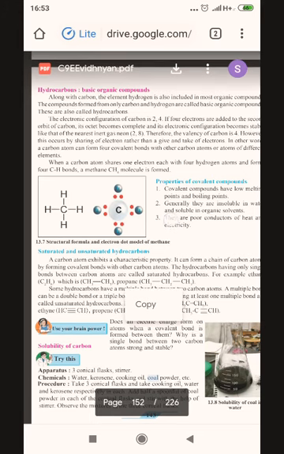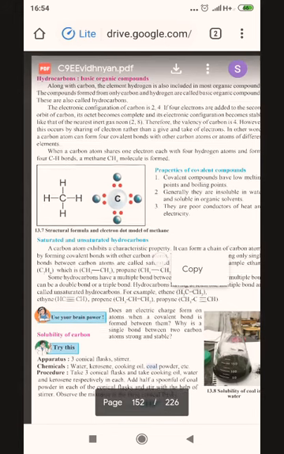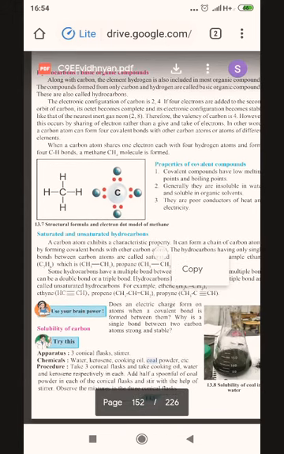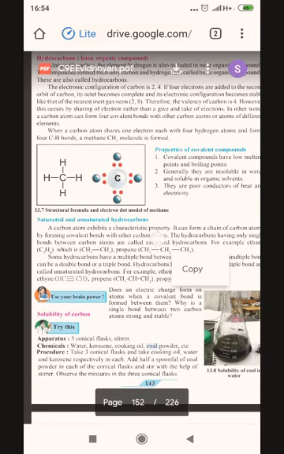When a carbon atom shares 1 electron each with 4 hydrogen atoms and forms 4 C single bond H bonds, methane CH4 is formed. The properties of covalent compounds. First property: covalent compounds have low melting point and boiling point.